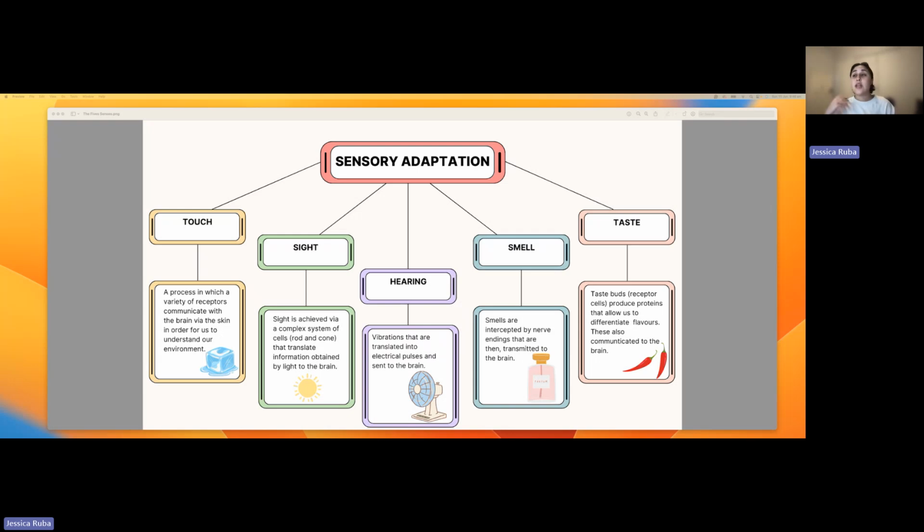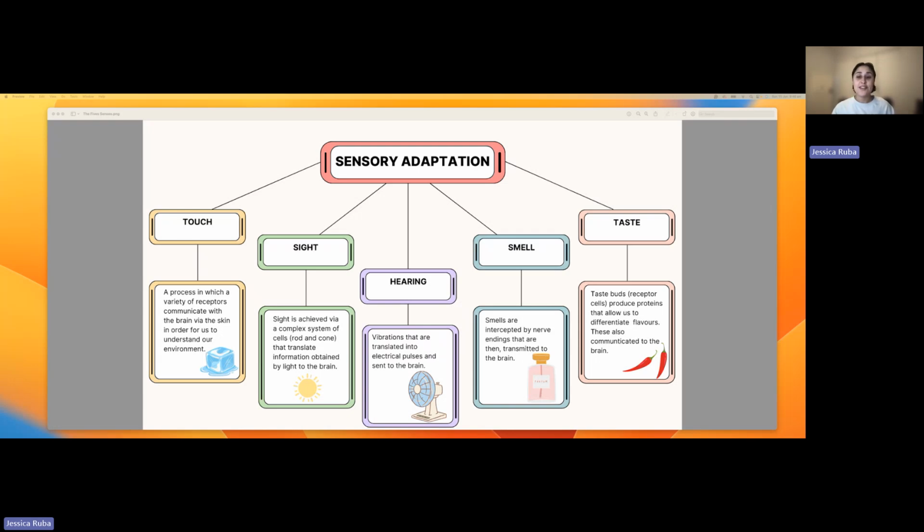The mind map goes through, like I said, the five senses that contribute to this process, and using the images, we can make assumptions and guesses onto what those examples will be as well. The first one is touch. Now, touch is a process in which a variety of receptors communicate with the brain via the skin in order for us to understand the environment around us.